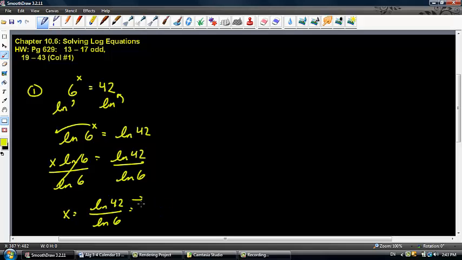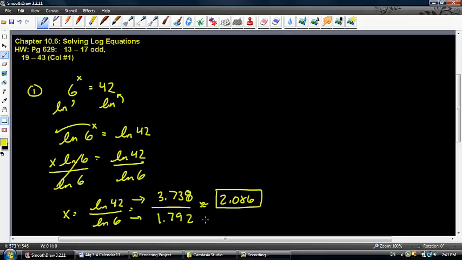What you need to do is find both of these numbers individually by putting them into your calculator. The natural log of 42 in my wonderful TI-83 is 3.737, or 738 if I round up. And I'm going to divide that by the natural log of 6, which is 1.792. Now I'm going to divide these two answers out, and that approximately equals 2.086.